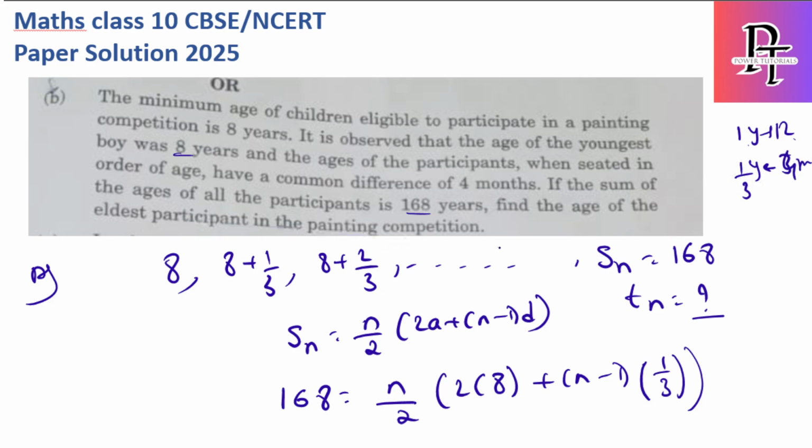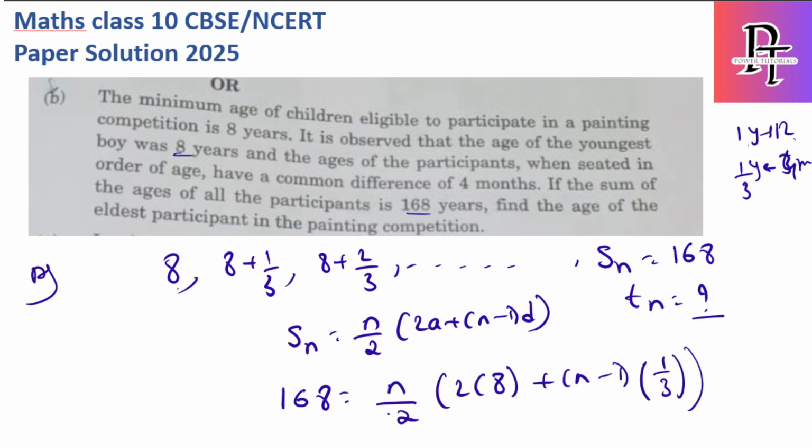The sum of ages of all the participants is 168. Find the age of the eldest participant in the training. As Tn they are asking. So a value is 8, d value is 1 by 3. Sn formula is n by 2 into 2a plus n minus 1 into d. So Sn, 168, is equal to n by 2 into a value, which is 8, plus n minus 1 into d value, which is 1 by 3.